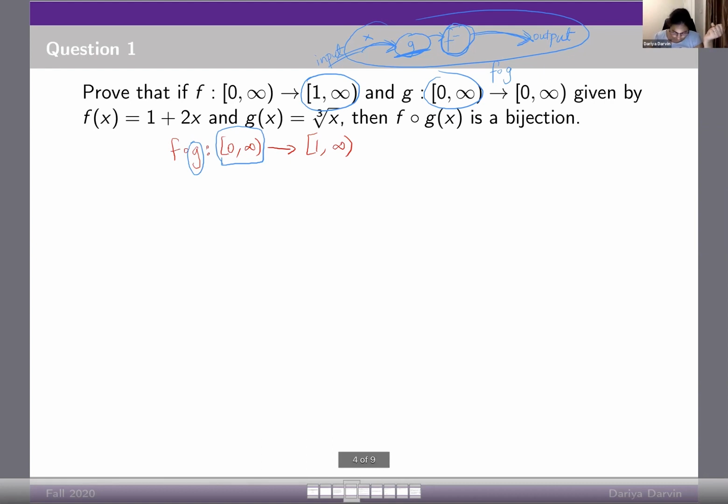Okay, awesome. Now, can someone tell me what f of g of x is? So I already told you. You basically do g of x first and then you do f on that. So what is f of x? f of x is 1 plus 2x. So you should do 1 plus 2 times g of x.